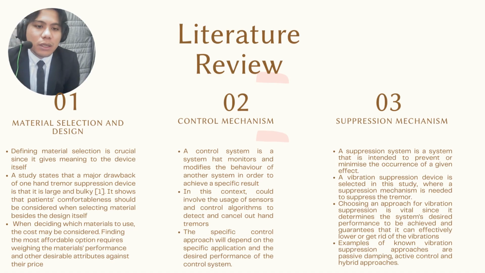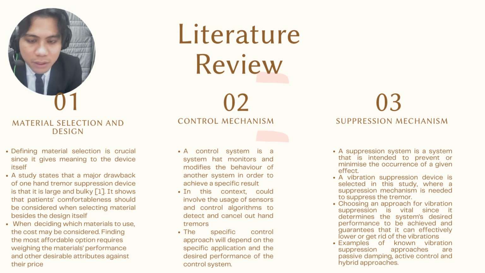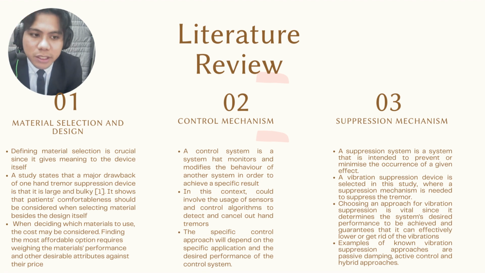So next, we'll talk about the literature review. Basically, the literature review is done through research from previous studies. First, we talk about material selection and design. The materials for a given product or system are selected through a process known as material selection. Defining material selection is crucial since it gives meaning to the device itself.